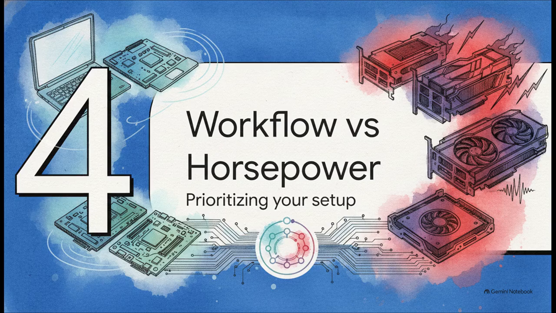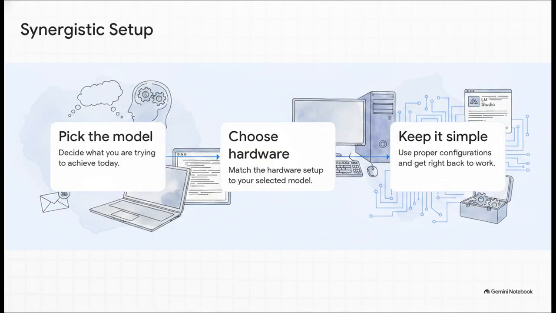So how do we successfully balance the quiet, portable convenience of an iGPU with the roaring power of a dedicated graphics card? That brings us to our final section, workflow over horsepower. Yash realized that instead of forcing one single machine to do absolutely everything, the smart play is to build a synergistic setup. Step 1. Pick your model first. What are you actually trying to achieve today? Just summarizing a quick email, or are you coding a whole app? Step 2. Choose the hardware that fits that model. Email, open the laptop. Coding, fire up the desktop.